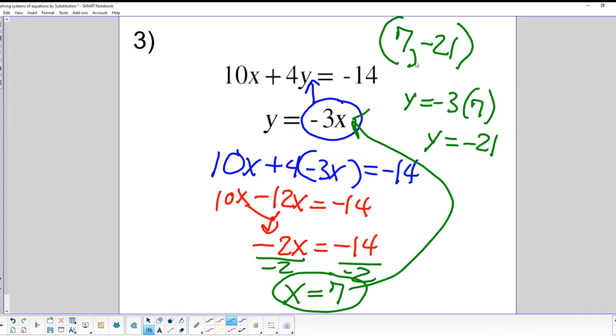So here's a way to find that ordered pair that we were finding the other day using graphing. Here's a way to do it algebraically.